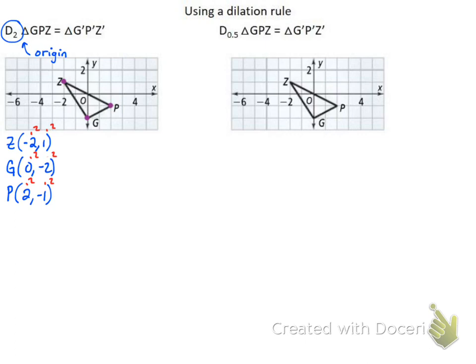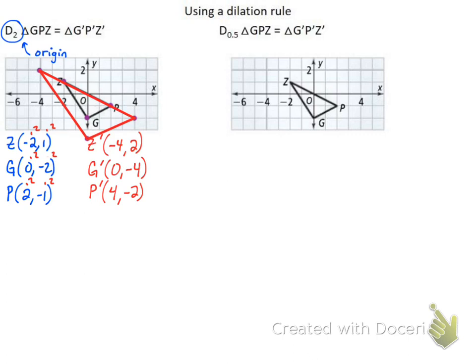So when I do that, my Z prime is -4, +2. My G prime is 0, -4. And then my P prime is 4, -2. So when I graph that, I should be able to see -4, +2. 0, -4 goes one off the graph. And then 4, -2. And so again, there's my image. And from the origin, I can draw a straight line that goes through my pre-image to my image.